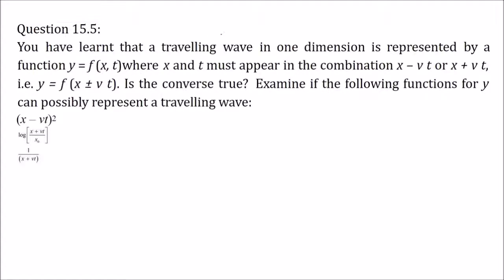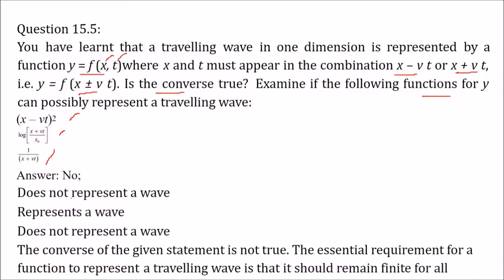You have learned that a traveling wave in one dimension is represented by the function y equal to f(x, t). x and t must appear in a certain combination, x minus vt or x plus vt. Now y equal to f(x plus or minus vt) is given; is the converse true? That means, if you backtrack, is the reverse true? We have to examine these functions for y, which can possibly represent a traveling wave. So first of all, the answer to this question is no.